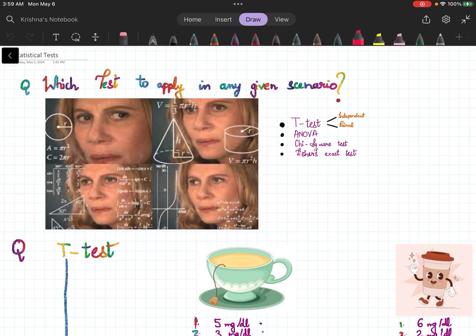Today we are uncovering statistical tests. Which test exactly do you have to apply in any given scenario on the exam?